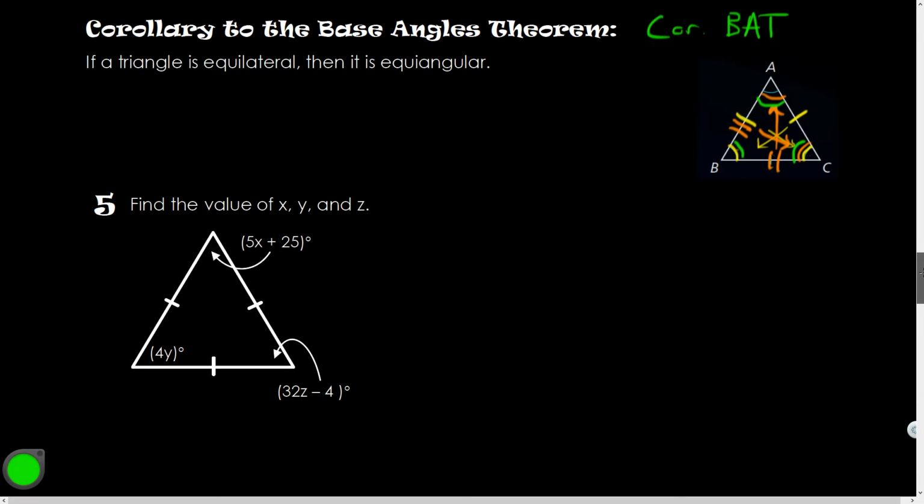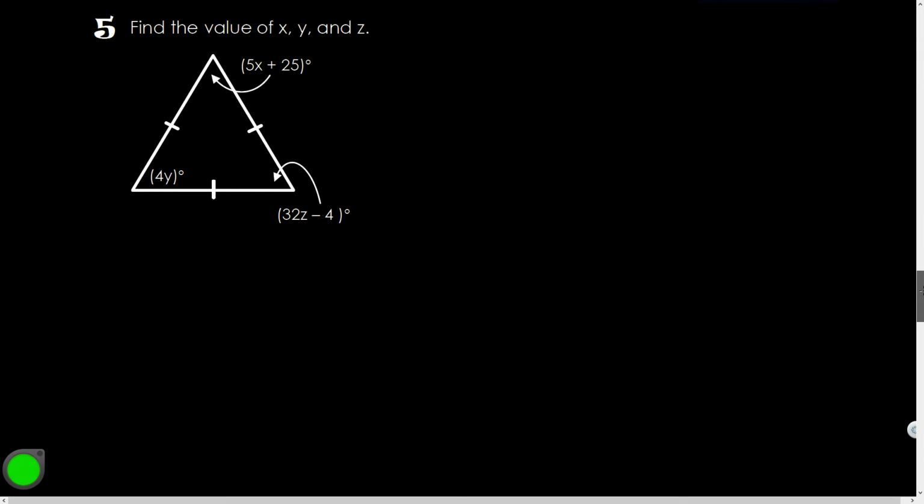Oh, this question is good. If all three sides are congruent, so it's an equilateral triangle, that means by the Corbat that all of the angles are congruent. I could say 5x plus 25 equals 4y, and that's also equal to 32z minus 4. But that would be a single equation with 3 variables, which is unsolvable, at least down to a particular answer. So there's got to be some other fact that I'm missing.